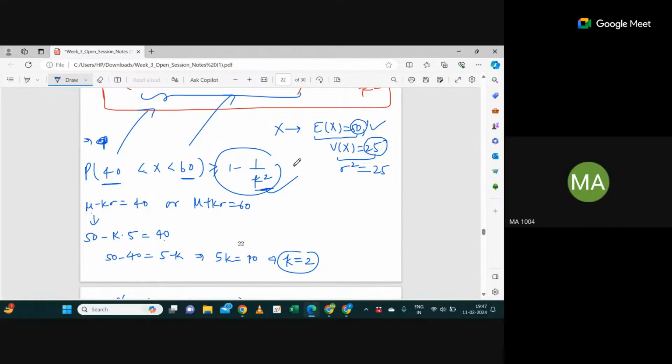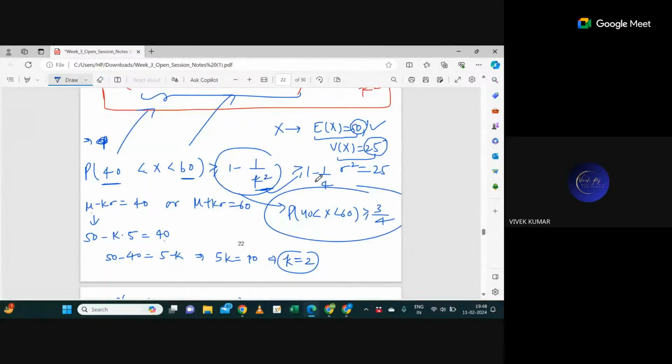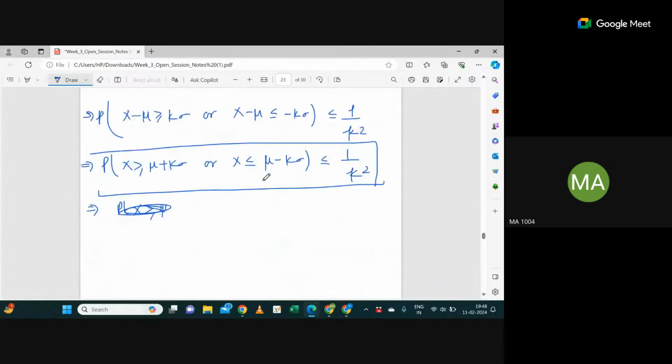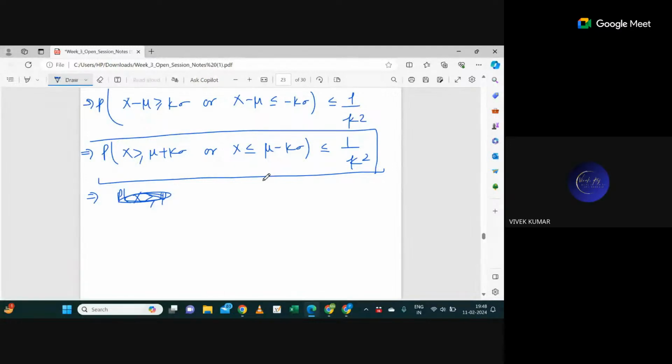So the bound will be greater or equal to 1 minus 1 by 2 square, that is 1 minus 1 by 4. So the probability between 40 and 60 will be greater or equal to 3 by 4. You can calculate k with the other one too: mu plus k sigma equal to 60, so 50 plus 5k equals 60, again 5k is 10. The key thing to keep in mind is which formula you are going to use. If it's asking about between, then you use this formula. Is this clear? Can you please show the upper one formula, sir?